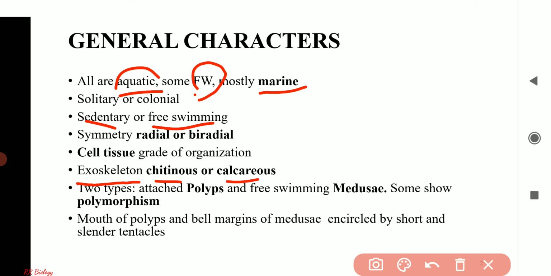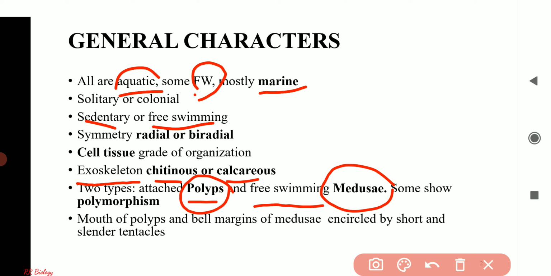Two types of organisms are present here, two different forms. Again, you can easily see the two types by merely looking at the specimen. They may be the attached one, or the free swimming one. Attached forms are called polyps, and the free swimming forms are called medusae.